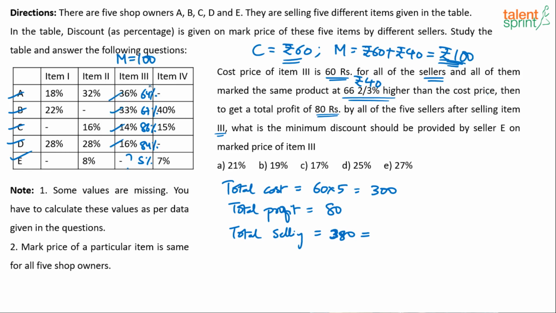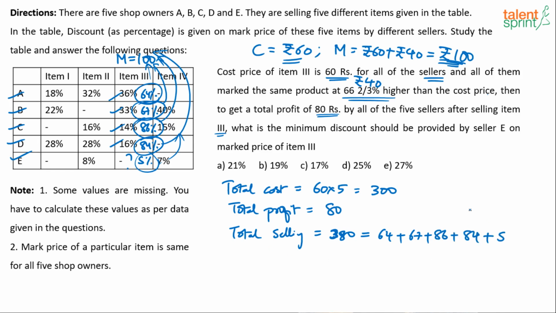So selling price will be 64% of 100, which is 64. For seller B, 67% of 100, which is 67. 86% of 100, which is 86. 84% of 100, which is 84. Yes or no? Any percentage of 100 is that value itself, numerical value itself. And S percentage of 100 is S. So basically the total selling price is how much? 64 plus 67 plus 86 plus 84 plus S.